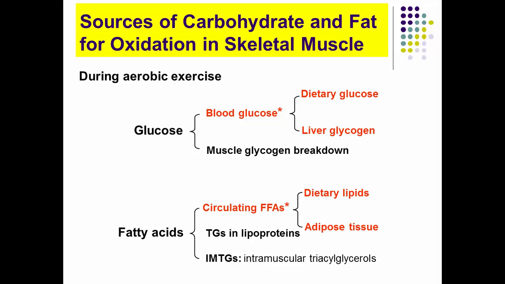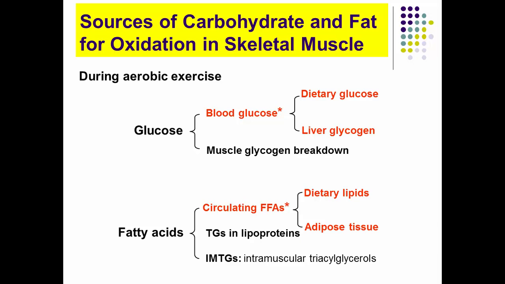Now let's move on to the sources of carbohydrate and fat for oxidation in skeletal muscle during exercise. And again, different types of exercise utilize energy from different sources, right? Let's first talk about aerobic exercise. In aerobic exercise, carbohydrate and fatty acids are the major energy sources, right? Again, fatty acids can only be used during aerobic exercise, only by type 1 and type 2A fibers because they are aerobic fibers. They have a higher mitochondrial content.